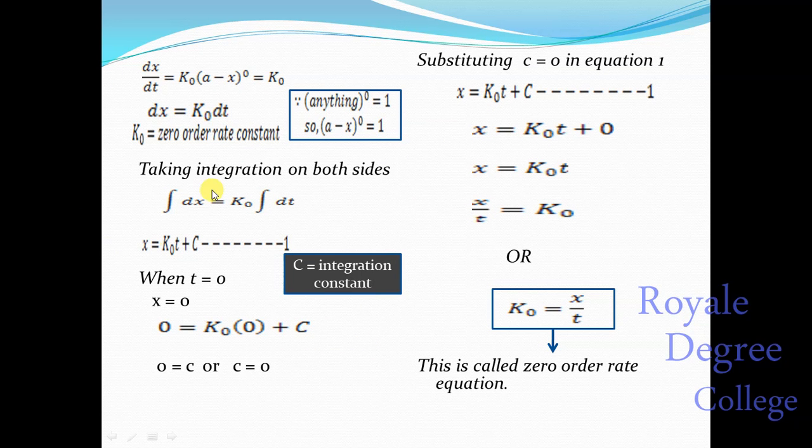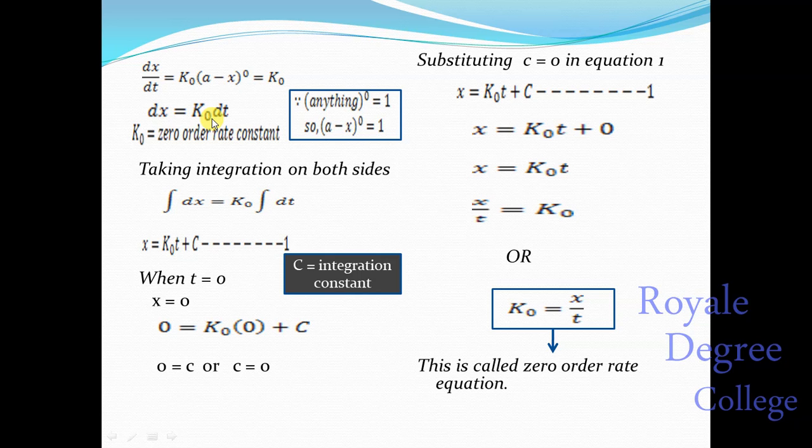Now in the next step, dx by dt is equal to k naught (a minus x) to the power 0, which is equal to k0, that is k naught. How? Anything to the power 0 is equal to 1, as I have just explained. So this value will become 1, and 1 into k0 is equal to k0. Now dx we keep on that side, and dt we bring to the other side. So our equation will be dx equal to k naught dt. K0, or k naught, is the zero order rate constant.